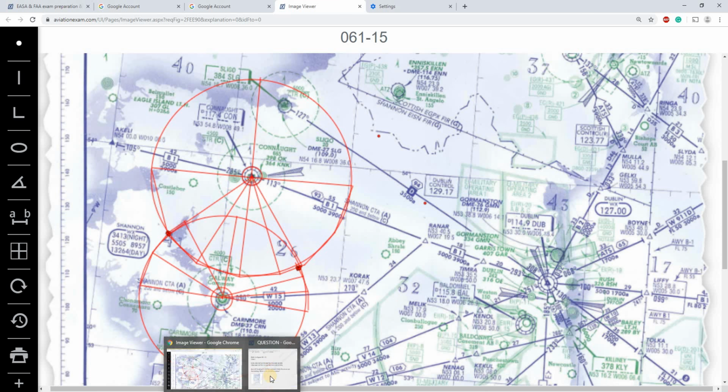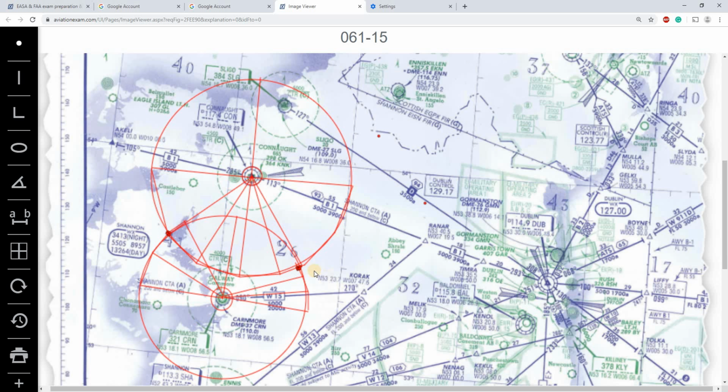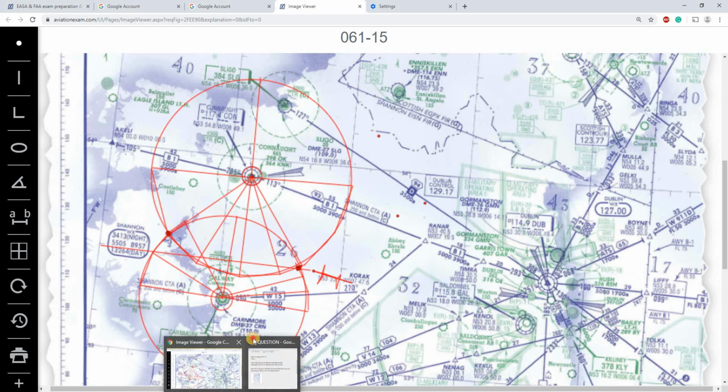So now let's finish the problem. You have a heading of 270. So let's make the airplane. Airplane is like this. There we go. And the heading is 270. It's wrong, of course. It should be straight like this, but that's fine. So the distances are decreasing. If we are here, the distances are decreasing because we are getting closer to the station. If we are here and we're still continuing, the distances are increasing. So it's incorrect. So this one is the correct one.